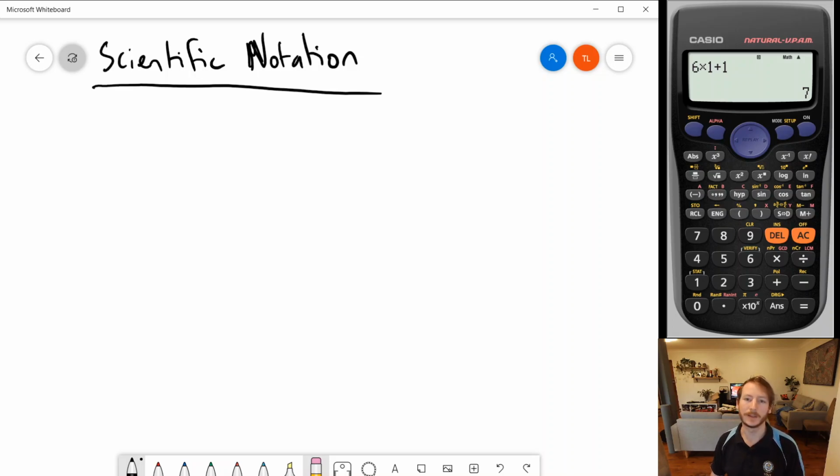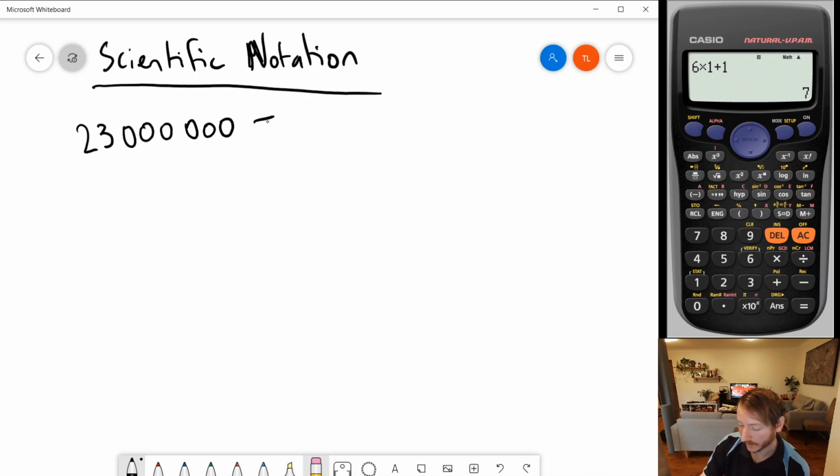And so with scientific notation, we can compare numbers just to see how big they are compared to other ones really easily, or how small they are without too much effort. I'll give us an example of what a number looks like in scientific notation first, and then we'll talk about the different parts. So let's say I've got, let's do something simple, 23 million.